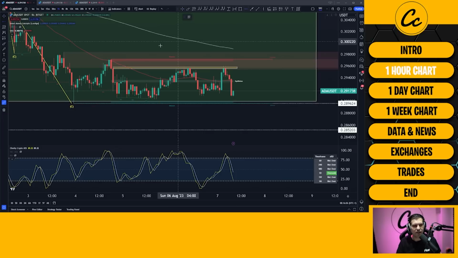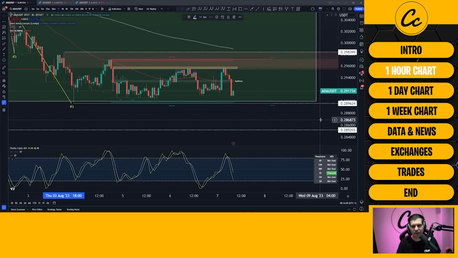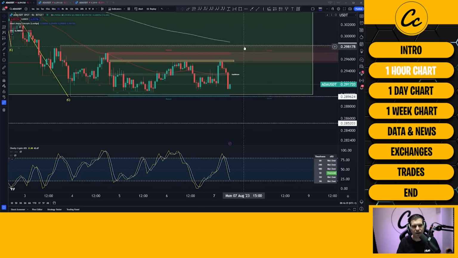And if I put a line at the top of the range here as well, so basically we can see we're ranging between 28.96 and 29.83. Okay, that's this little range in here. Now, I suspect that we are likely to go for a bit of a move back to the upside soon, but at the moment we have a strong high not likely to get broken.